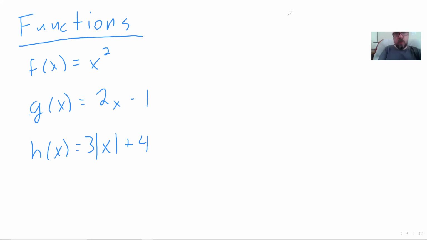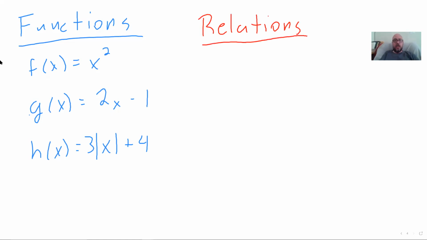Relations, on the other hand, don't necessarily do that. And I can't write relations in this same way. This right here is called function notation. Anything you can write like this is going to be a function. So I have to write these a little bit differently. So something like y squared equals x, right? That's a relation where my inputs are x and my outputs are y's. Or absolute value of y equals 2x minus 3.